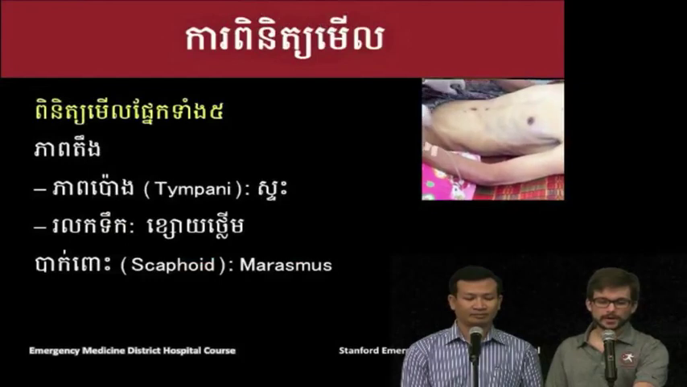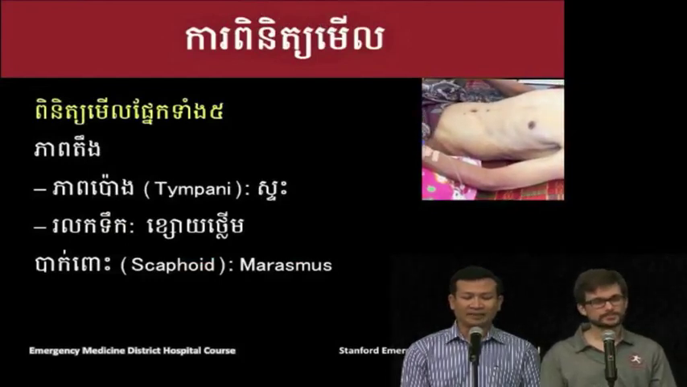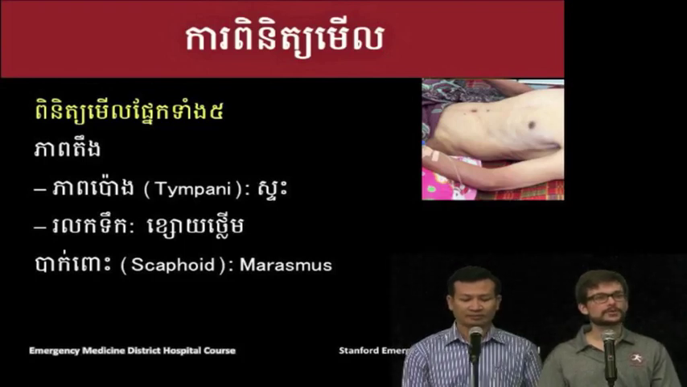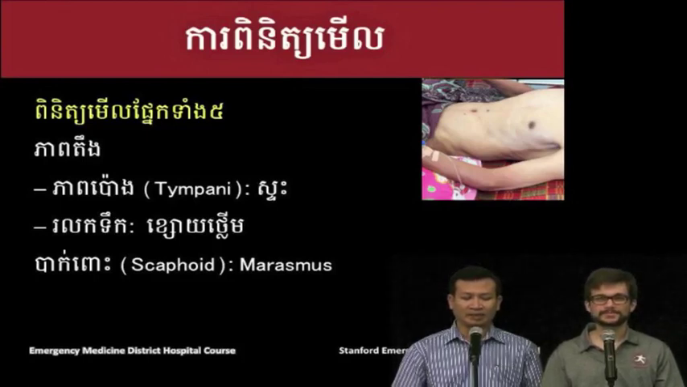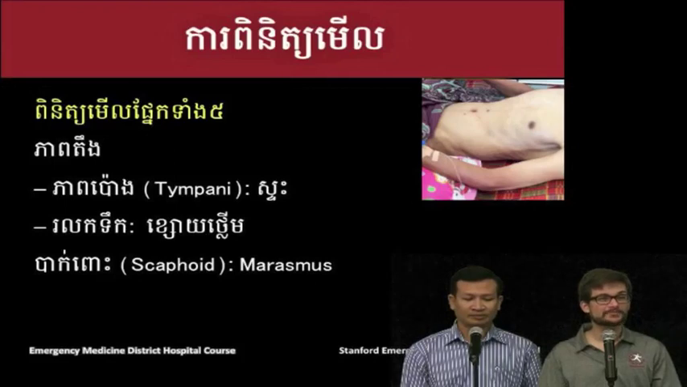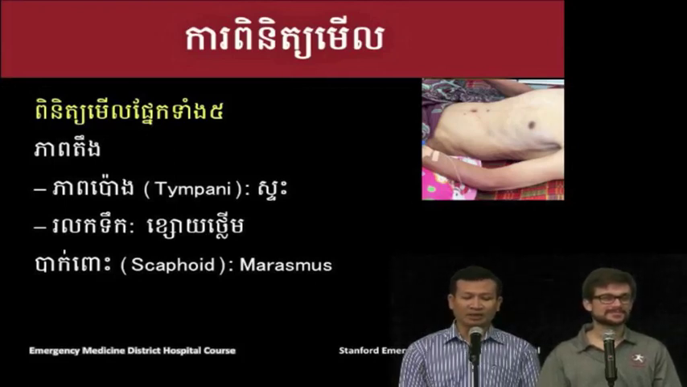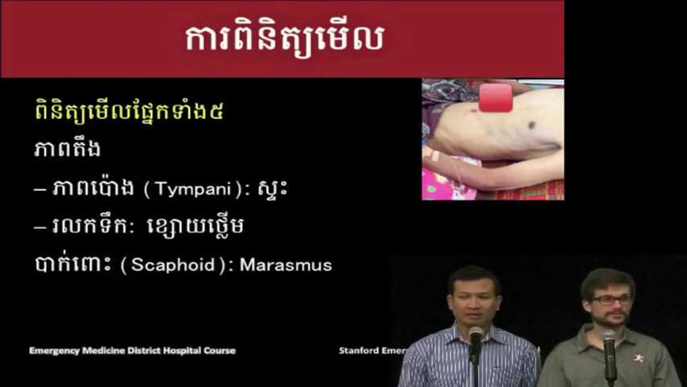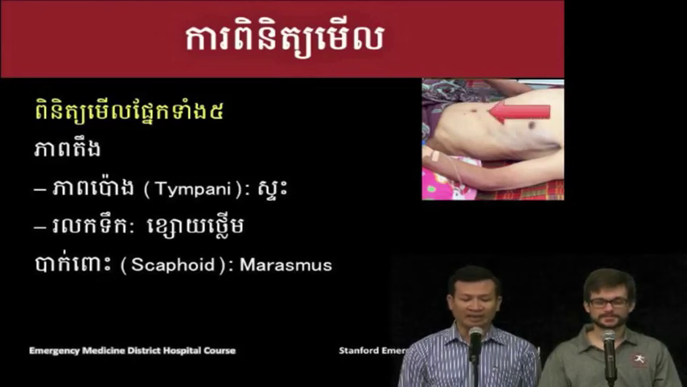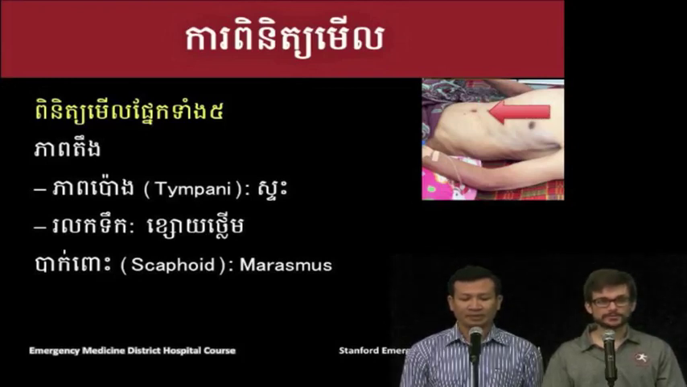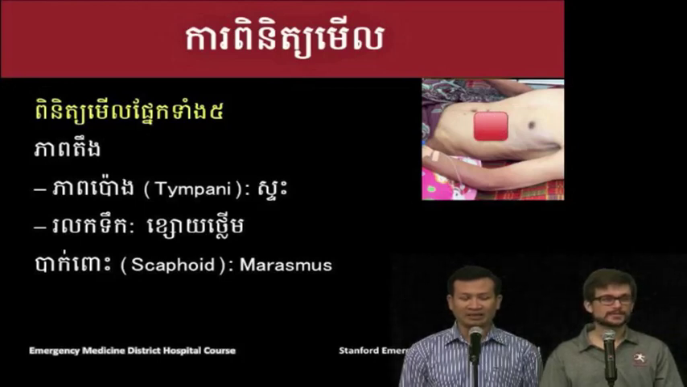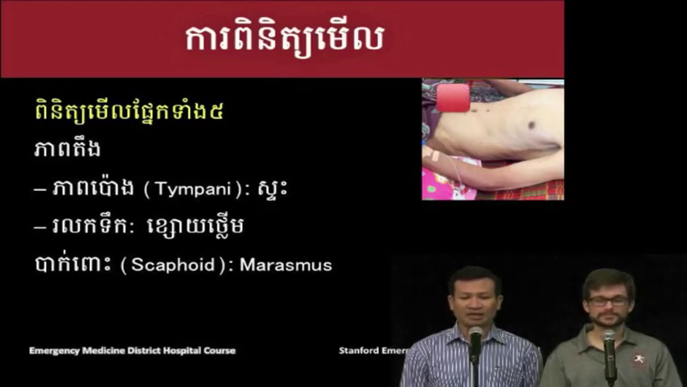Next, let's talk about inspection. It is very important after revealing the abdomen of your patient that you examine each of the 5 major areas of the abdomen. Those are the right upper quadrant, the epigastric region, the left upper quadrant, the right lower quadrant, and the left lower quadrant.